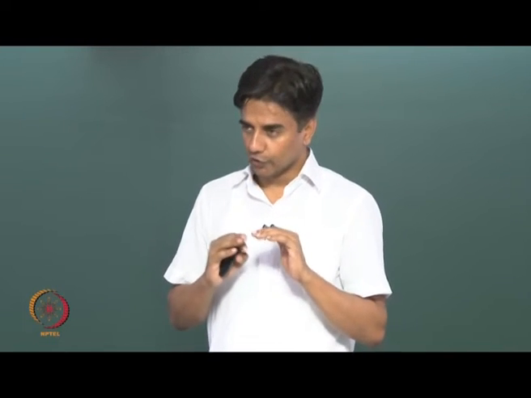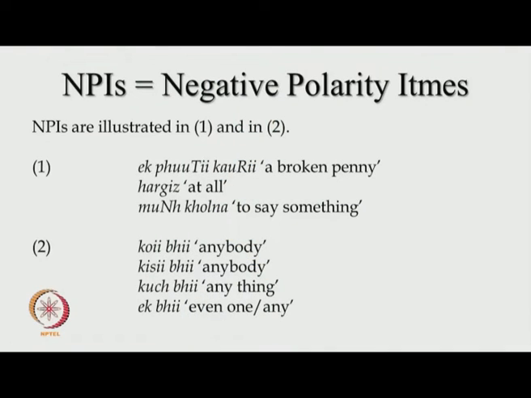Get the point? So this is the introduction and classification of negative polarity items. Okay? Now, I want to take you to this place. Do you see the list in 1 and 2? Do you see that? The first list in 1, there is a set of three things there, right? All three of them are elements which are strictly dependent on negation.